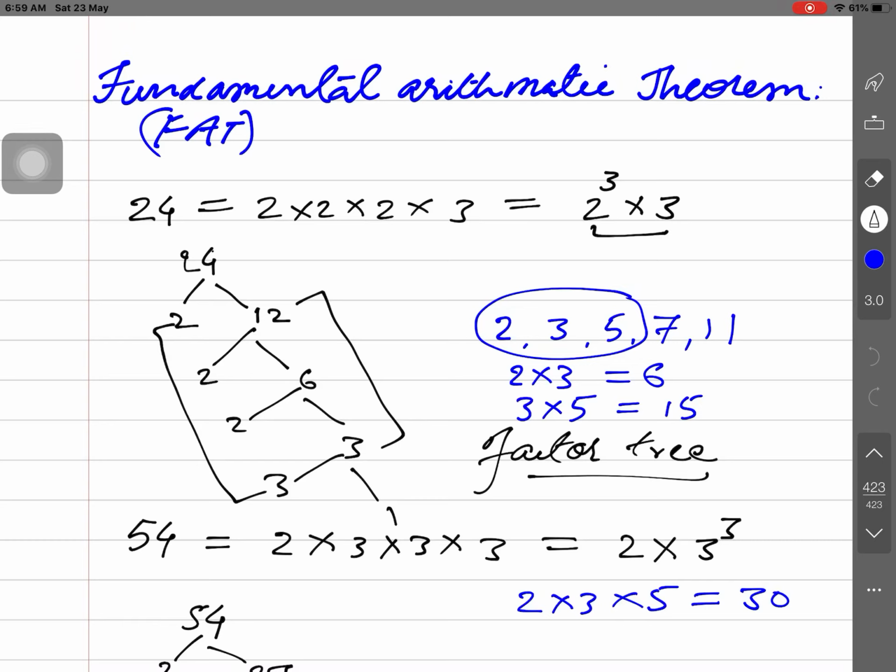So, you may see on the screen, 24 has been factorized as 2 into 2 into 2 into 3. Further, this can be written as 2 raised to the power 3 into 3. Is that clear? The right side written here are the prime factors, and the left side is a composite number. And here 24 has been factorized.